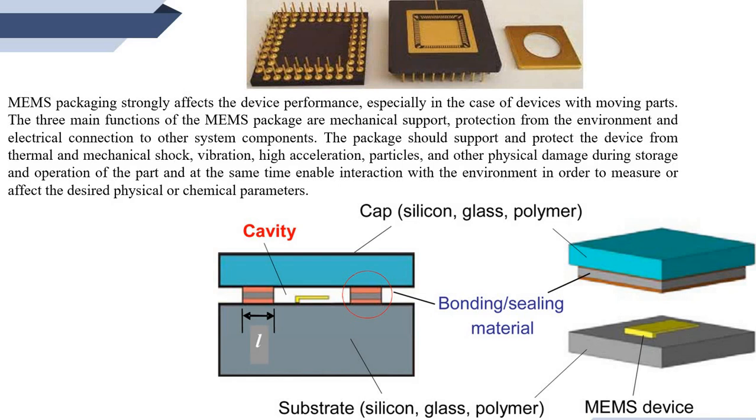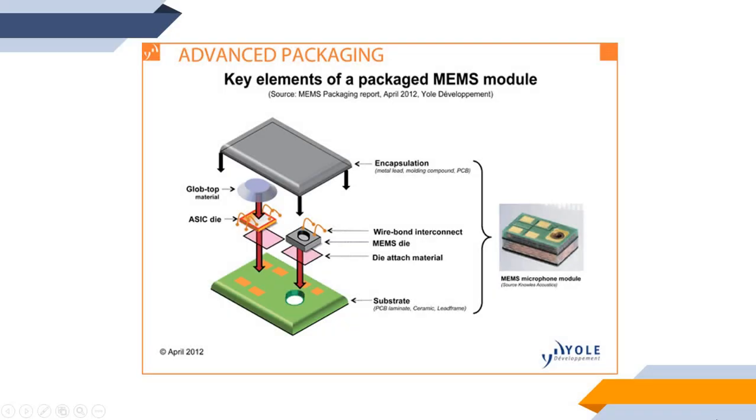As we know, MEMS devices are small in size, and as they are electronic devices, they are affected by environmental conditions like temperature, pressure and moisture. So the MEMS package will support the system. It will give protection from the environment and provide electrical connections to the other system components. The package should support and protect the device from thermal and mechanical shock, vibration, high acceleration, particles and other physical damage during storage and operation of the part, and at the same time enable interaction with the environment in order to measure or affect the desired physical and chemical parameters.